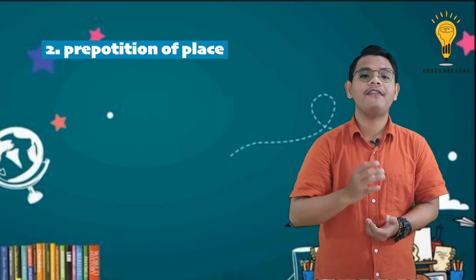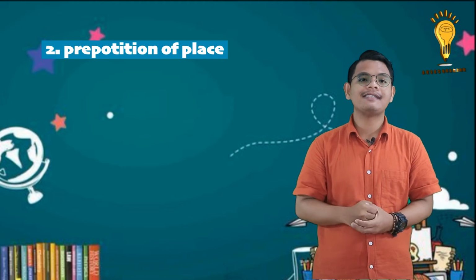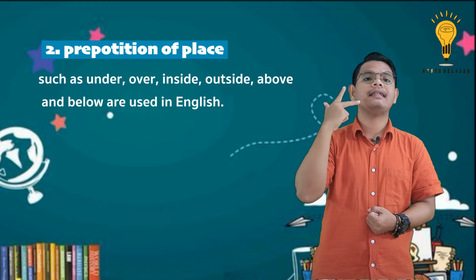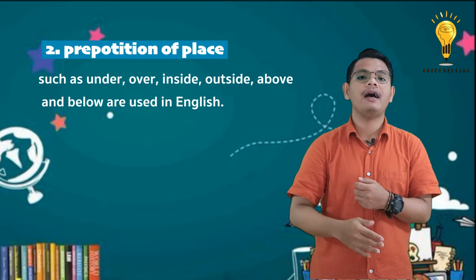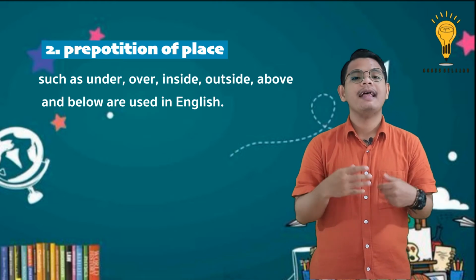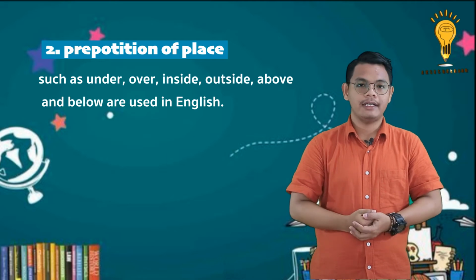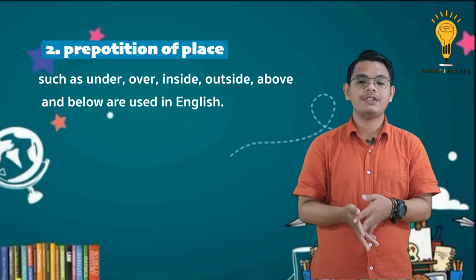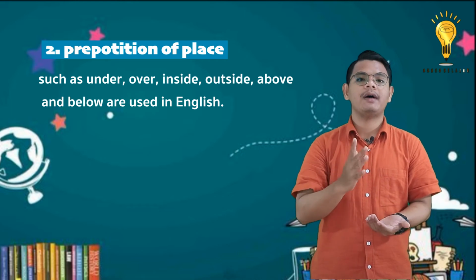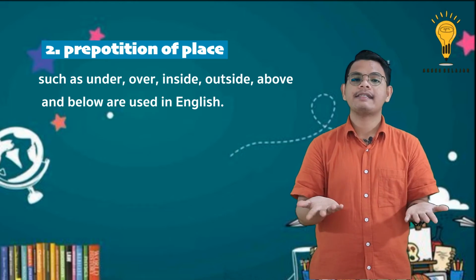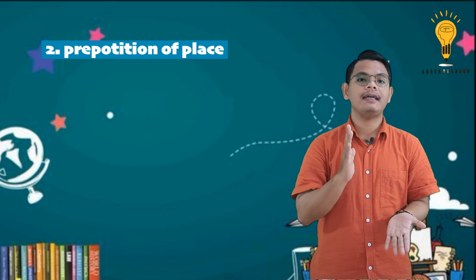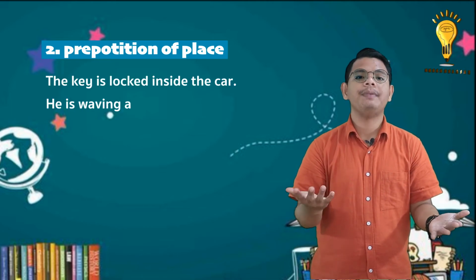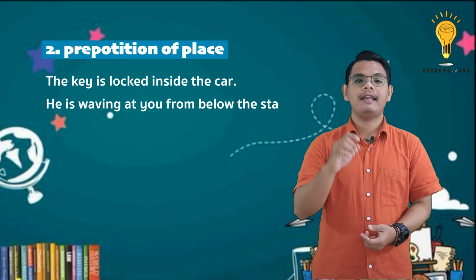Nah, lots of other prepositions of place such as under, over, inside, outside, above are used in English. There is, however, a lot less confusion as they refer to rigid positions rather than abstract ones. Okay, for example, the cat is locked inside the car. He is waving at you from below the stars.